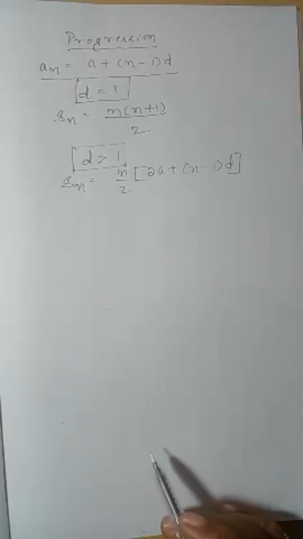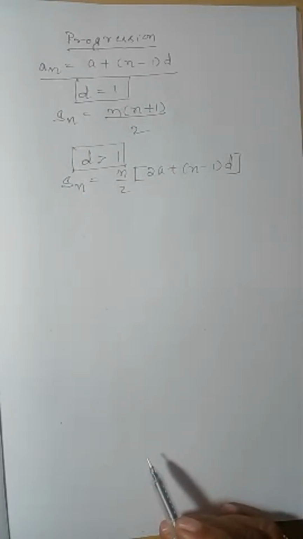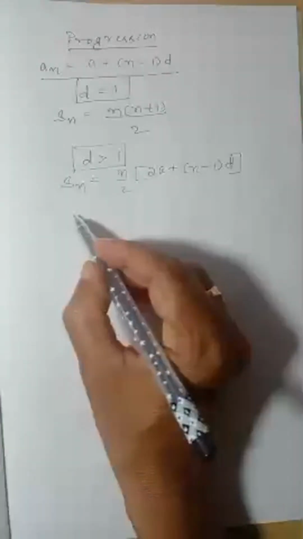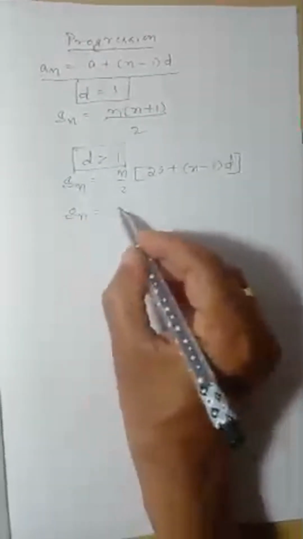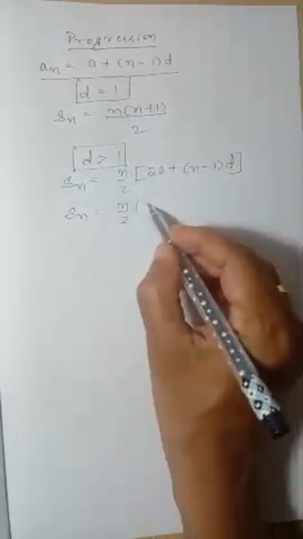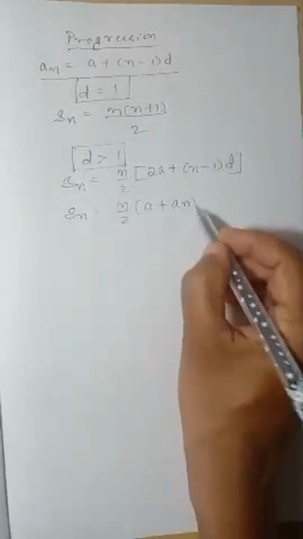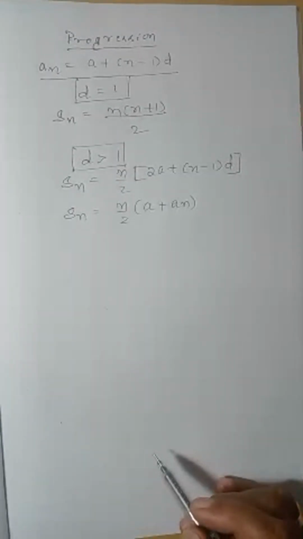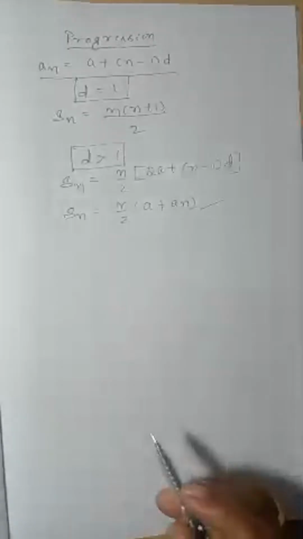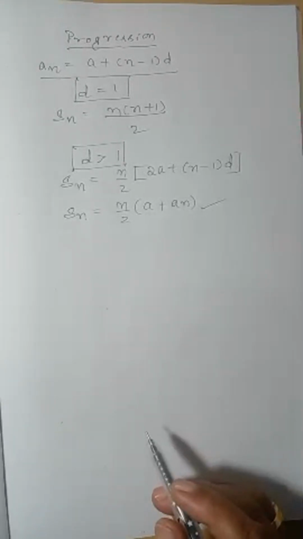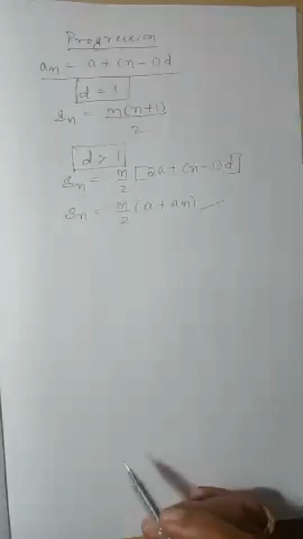In some sequences, there are finite terms. If the first term and last term can be seen, you use another formula. That is S_n is equal to n by 2 of a plus a_n. In place of a_n, you may take l also. So both are correct. This is only for finite terms. When the first term and last term are given, you have to use this formula. Today, I am going to take some problems based on these formulae.